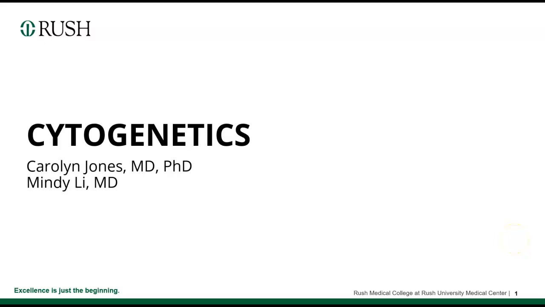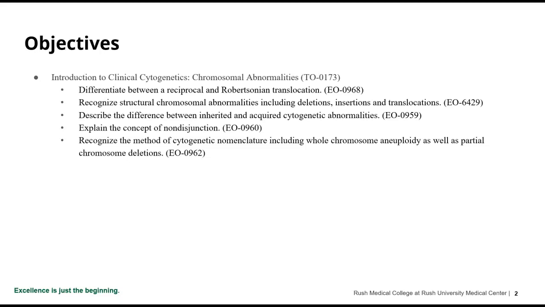Okay, this is a presentation on basic cytogenetics. The objectives of this lecture include introduction to clinical cytogenetics, differentiating between reciprocal and Robertsonian translocations, recognizing structural chromosome abnormalities, including deletions, insertions, and translocations, describing the difference between inherited and acquired cytogenetic abnormalities, and explaining the concept of non-disjunction. Finally, recognize methods of cytogenetic nomenclature, including whole chromosome aneuploidy as well as partial chromosome deletions.